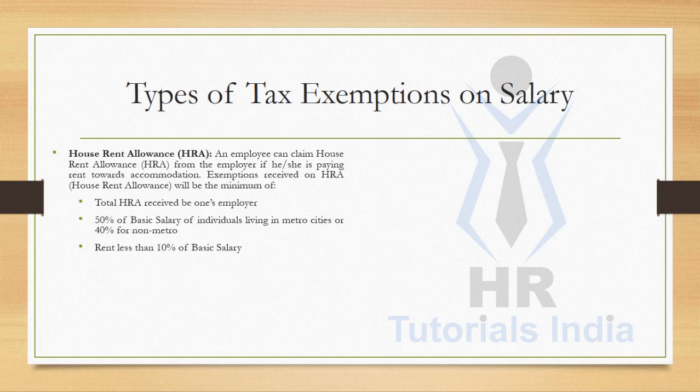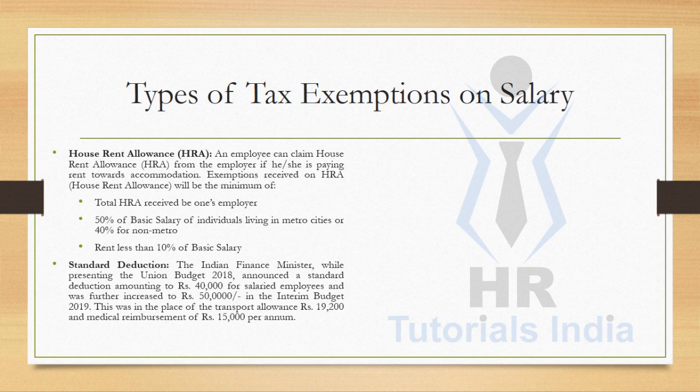In simple words, HRA or house rent allowance is one of the tax exemptions which an employee can claim from the employer if he or she is paying the rent towards accommodation. There are three options where the HRA is calculated, and whichever is lesser, that amount of HRA will be exempted from income tax. Total HRA received from the employer, whatever it is, is one amount. 50% of the basic salary for individuals living in metropolitan cities or 40% for non-metropolitan cities is the second amount. And finally, the third amount is the difference of the rent paid by the employee and 10% of basic salary. Among these three, whichever amount is lesser, that specific amount will be exempted from income tax.